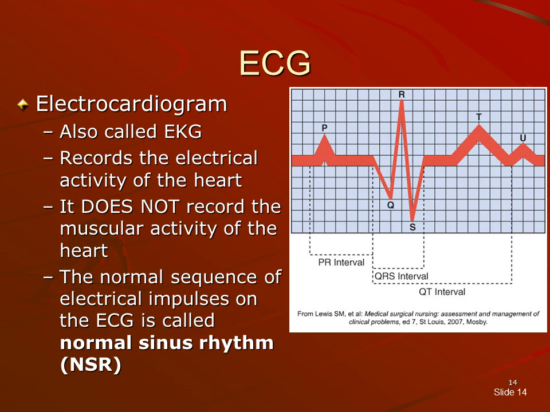The P wave is what happens during atrial depolarization, or when the atria contracts. The QRS is during ventricular depolarization, when the ventricles contract, and the T wave is during ventricular repolarization, or when the ventricles relax. Please watch the video in the next slide for further explanation.